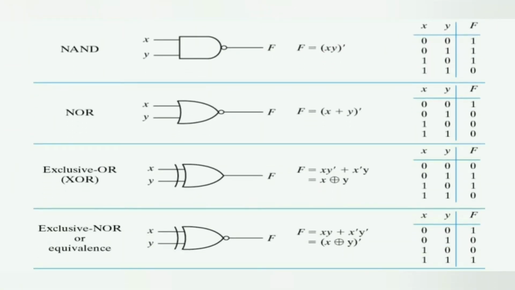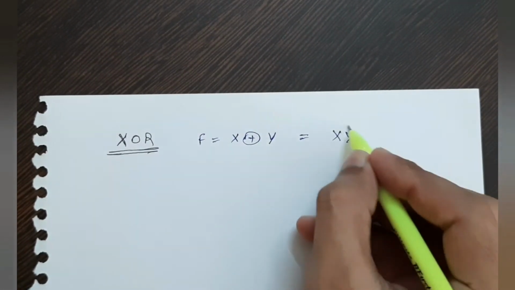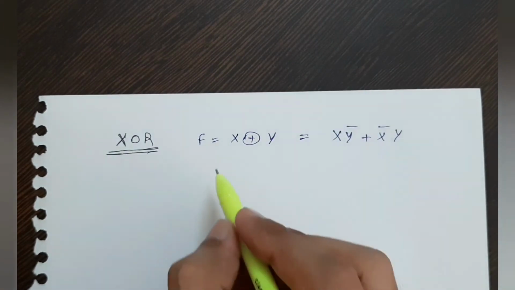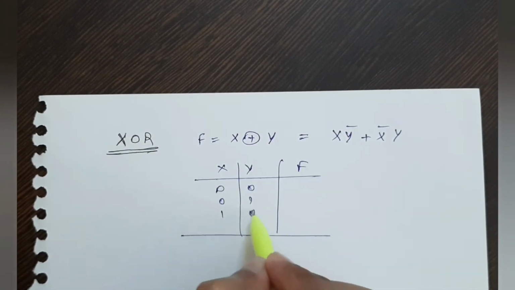NAND gate, f is equal to xy whole bar. For NOR gate, f is equal to x plus y whole bar. I shall discuss XOR and XNOR in detail. So here is XOR gate. F is equal to x XOR y, which can be expanded as xy bar plus x bar y.